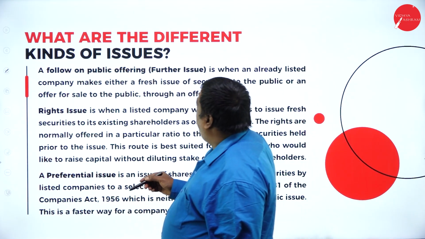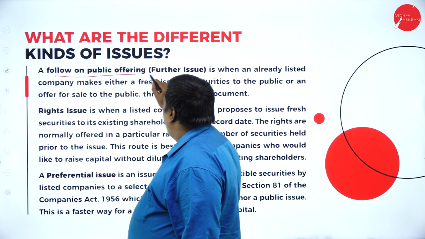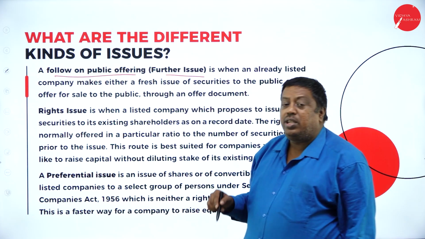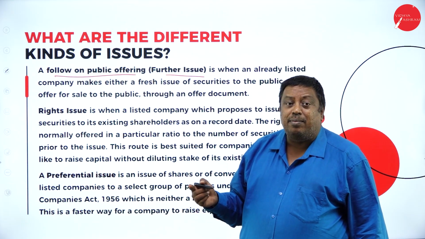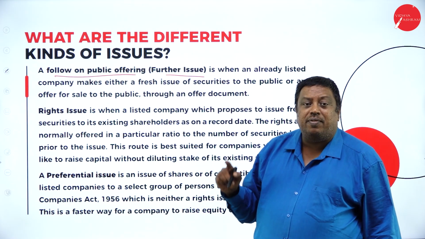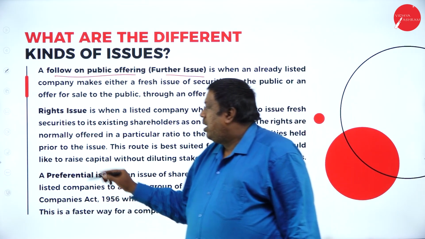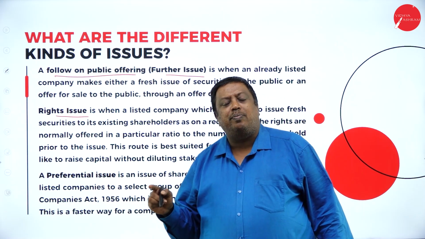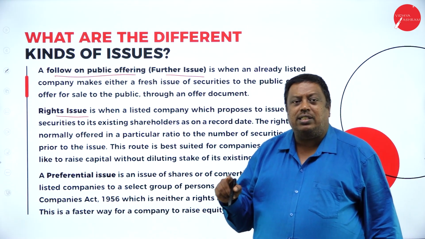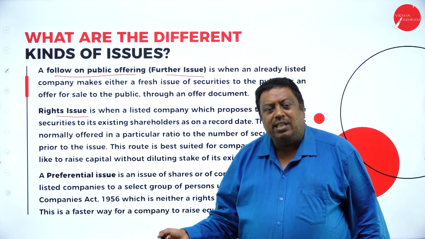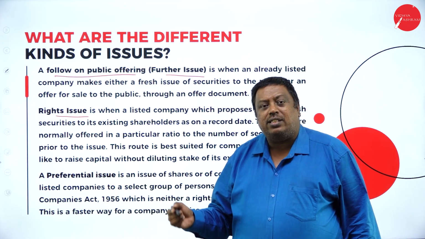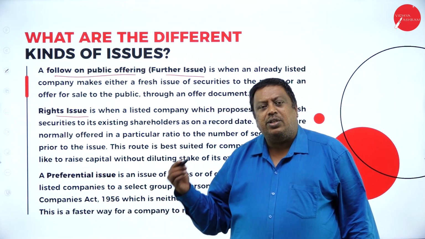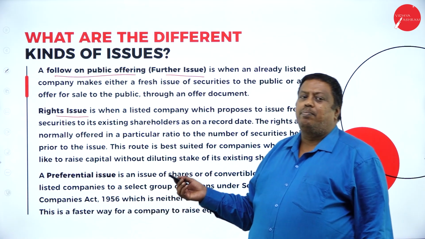The next one is the follow-on public offering, or further issue. Whenever the company wants to issue shares for the second time, the first preference has to be given to the existing shareholders. That is called a rights issue. If the existing shareholders decline or reject the offer and do not subscribe, then the company can decide to issue the shares to the other public.